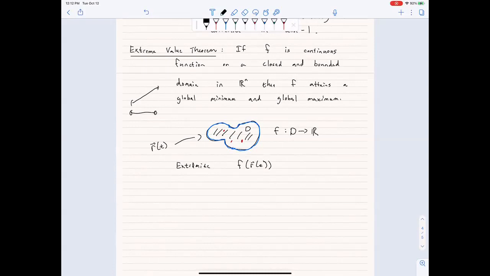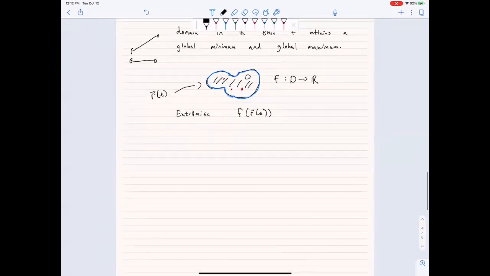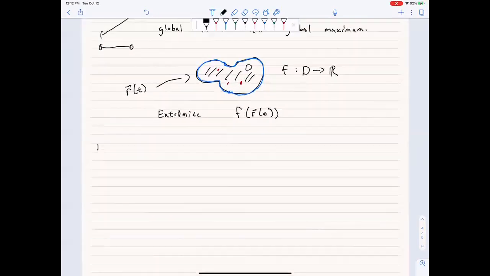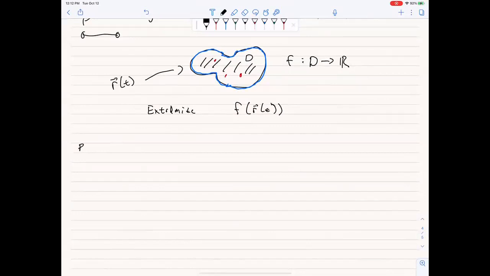Should we do an example? Let's do an example. There is another method, which we'll do next time, of Lagrange multipliers. But right now, this is the method we'll look at.